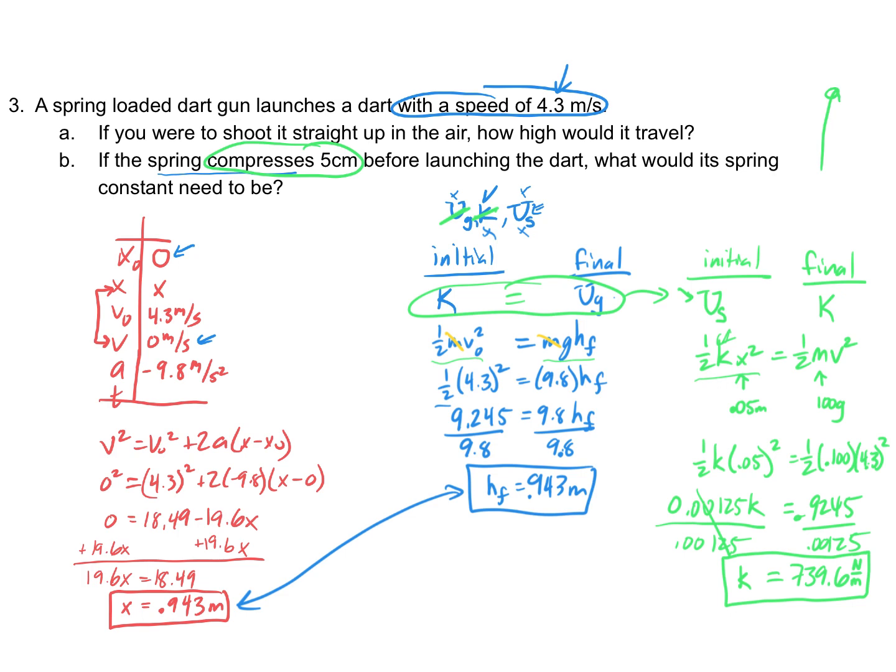All right, so there we go. We were able to find the distance that it went up in the air. We were able to find the spring constant, and we've done some different things, both with kinematics and also with energy. So I hope that was helpful. I hope you're able to check your answers, and I'll see you next time.